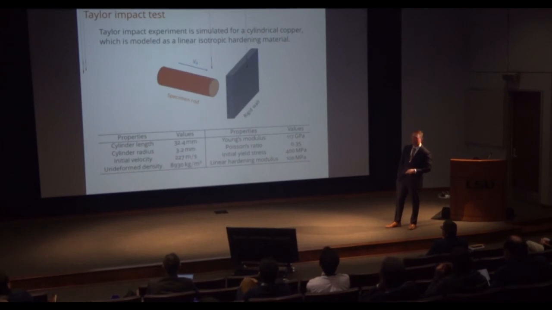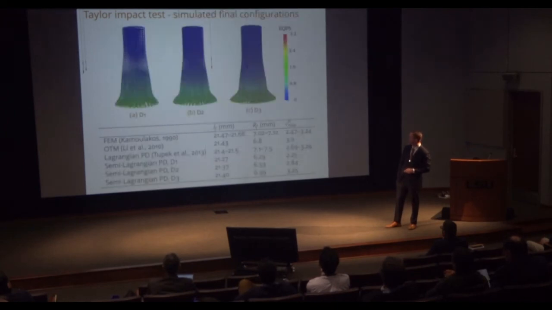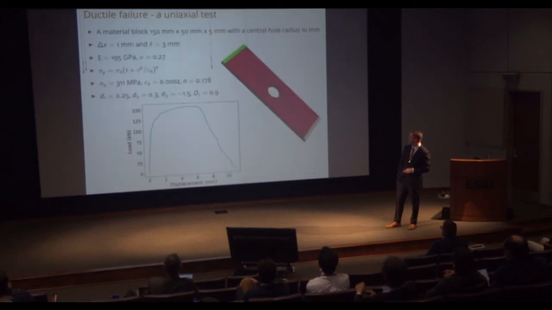And so here's an example. We did some validation with this theory. First, with Taylor impact, which is one of the standard validations for plasticity models. This is the one you want to use for dynamic problems. The model matches other models in the literature well, as well as experimental results. And there are no apparent instabilities associated with it.